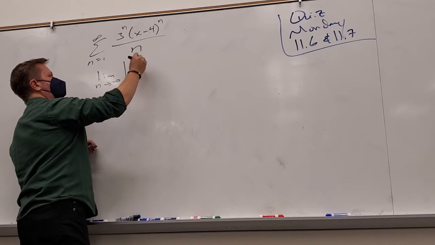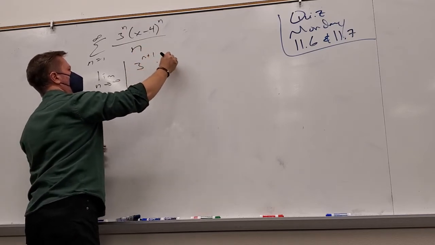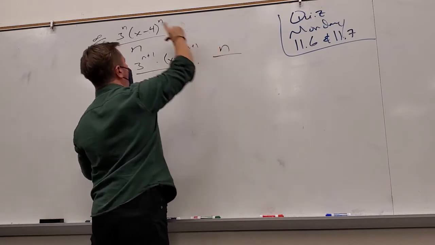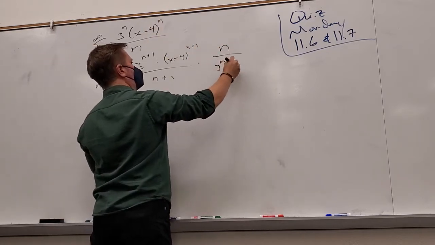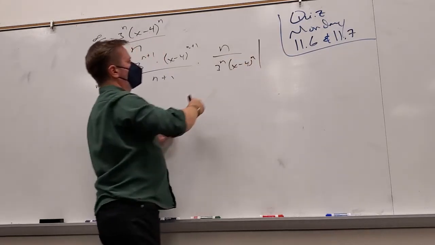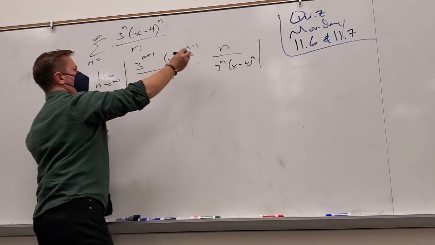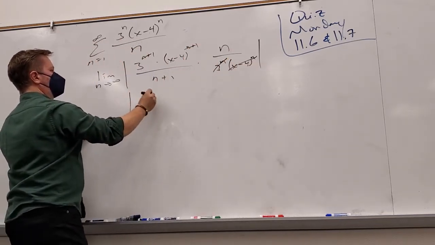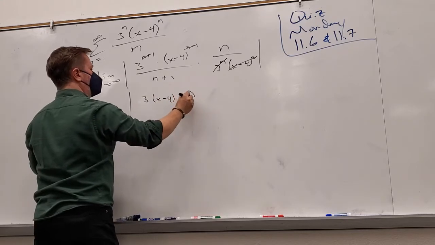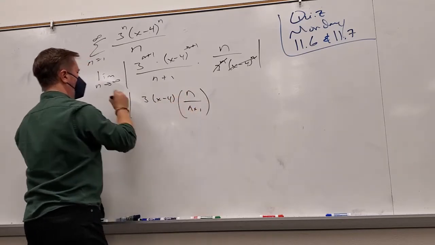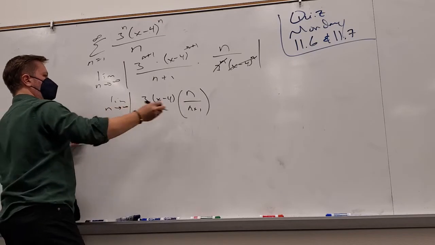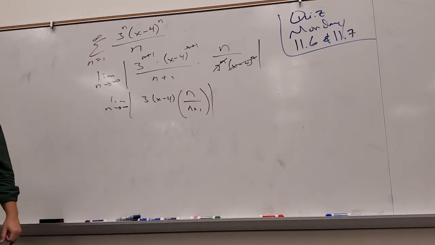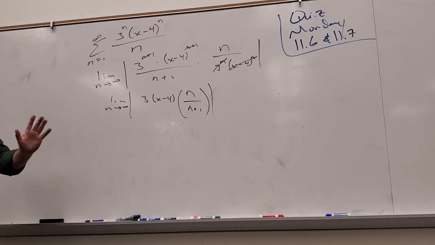So 3 to the n plus 1 times x minus 4 to the n plus 1 over n plus 1, times the reciprocal, right? 3 to the n, x minus 4 to the n. So I lose n of these, I lose n of these. So far I've got 3 times x minus 4, and then I've got n over n plus 1. Look at that, yay. That's what I want, that's right.